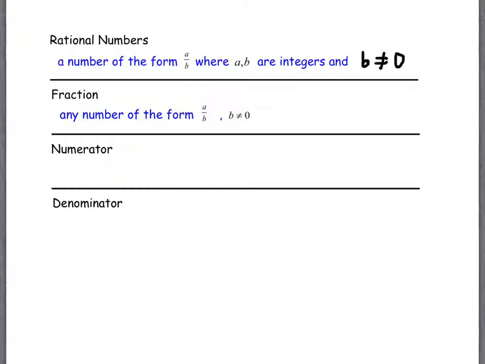Now the fraction part right here where it says any number of the form a over b, b does not equal 0, that's what a fraction is. What's the difference between what you're seeing where it says rational number and what we're seeing where it says fraction? They didn't have to be integers. So you have seen fractions before that don't have integers. Can you think of any place where you might have seen those or what they would have looked like?